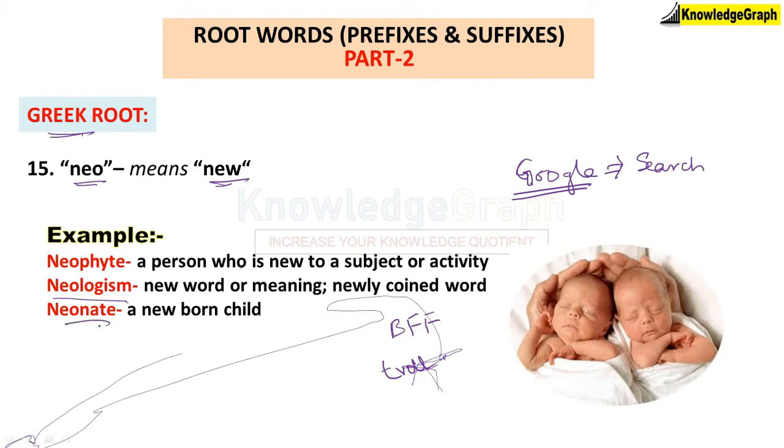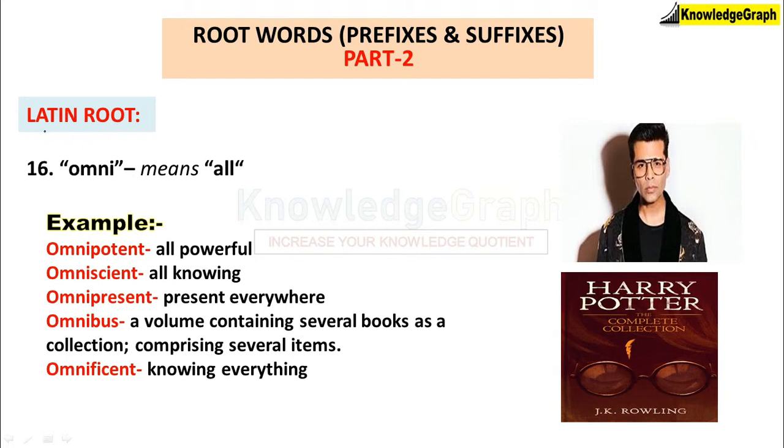So next word is neonate. Neonate is basically a newborn child. So this picture over here is a neonate. Okay, so we are done with five Greek words. Now we'll talk about five Latin root words. The first one over here is omni. Omni is the Latin root which means all. So omni means all. Potent basically means powerful.